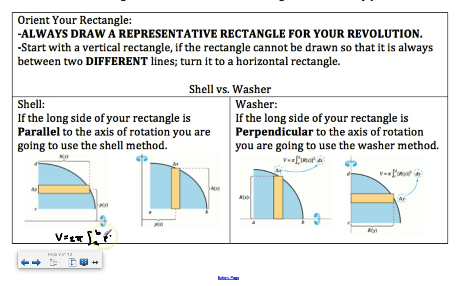So remember, the shell method volume is 2 pi integral a to b of p of x, h of x, dx. And then the washer method was volume equals pi times the integral from a to b of the outer radius, R(x) squared, minus the inner radius squared. So they're very different methods, and one will always be better than the other. So let's try example 2.